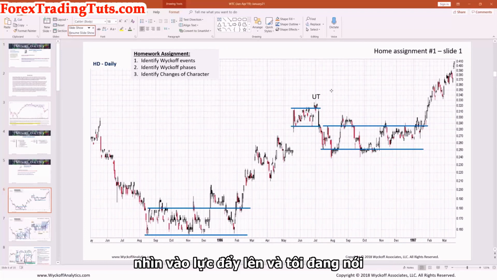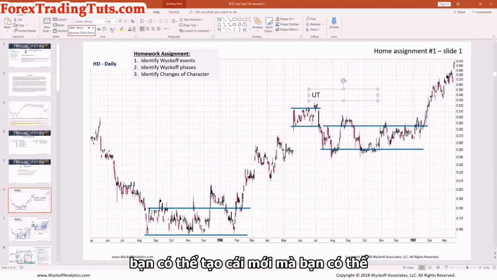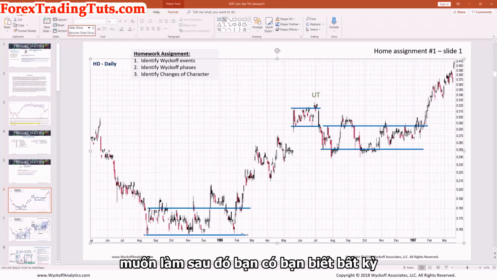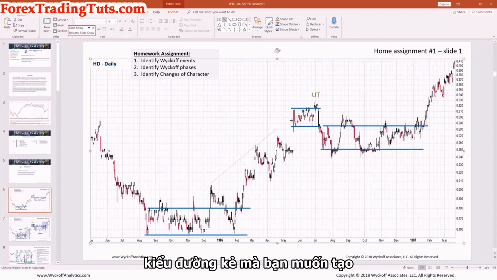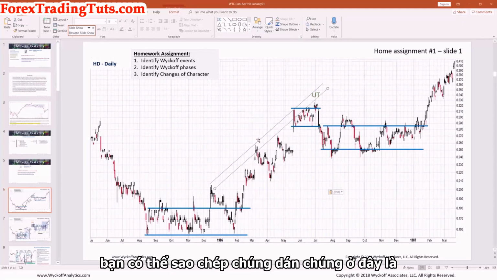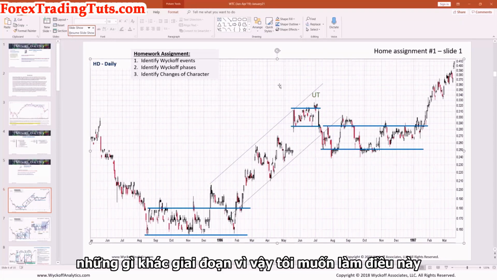So for instance, something like this. I'm looking at the upthrust, and I'm saying this is an upthrust. You can copy that. You could create the new one. You could change the color of it, whatever you guys want to do. Then you have any type of lines that you want to create. You can copy them, paste them. Here's your trend.